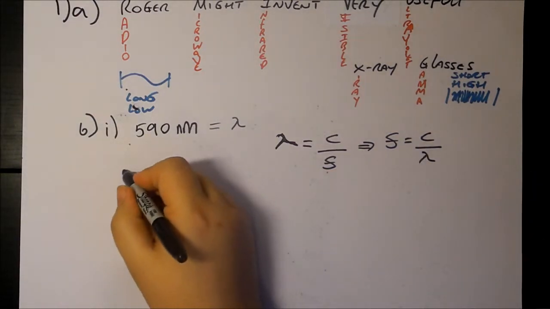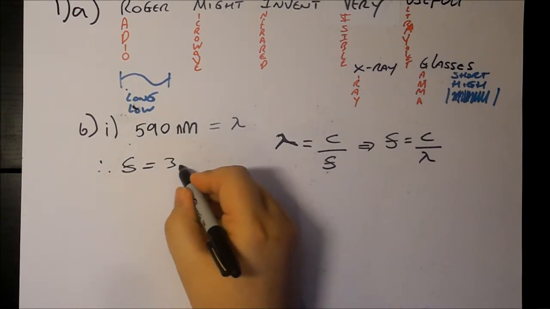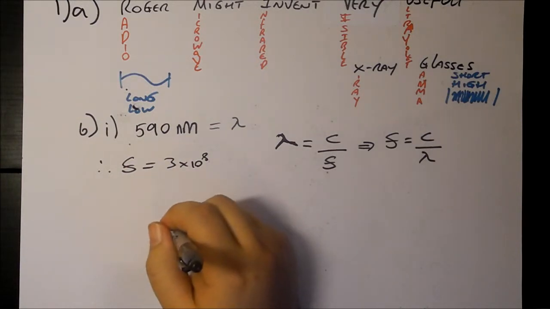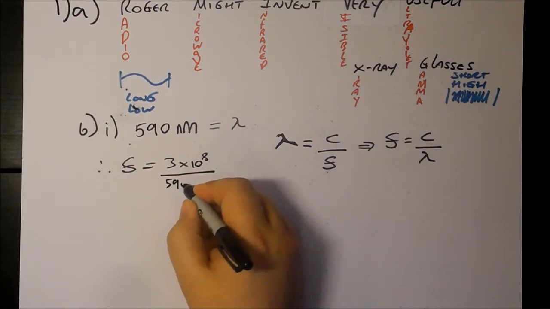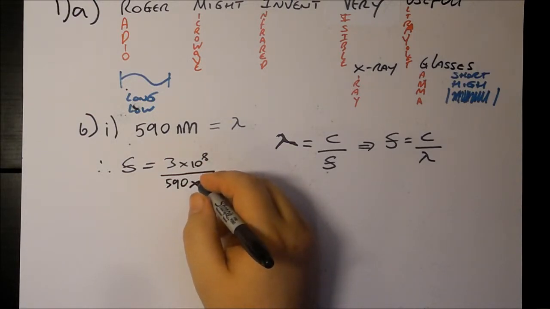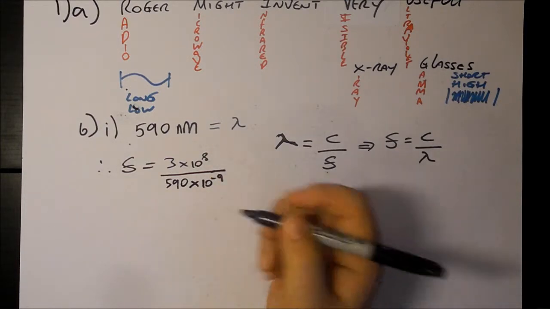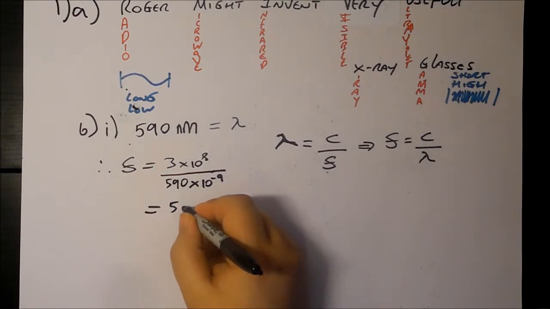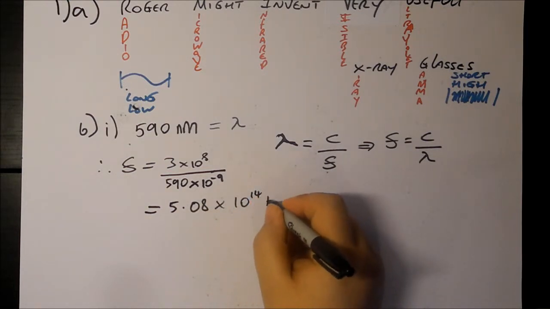So we can plug in what we've got here and we can say that therefore f is going to be equal to 3 times 10 to the 8, which we should all know is the speed of light, 3 times 10 to the 8 meters per second, over 590. Now make sure you get the units right on this. Nano, so if it's nano we're talking times 10 to the minus 9. When we do that calculation you should find that you get 5.08 times 10 to the 14 hertz.